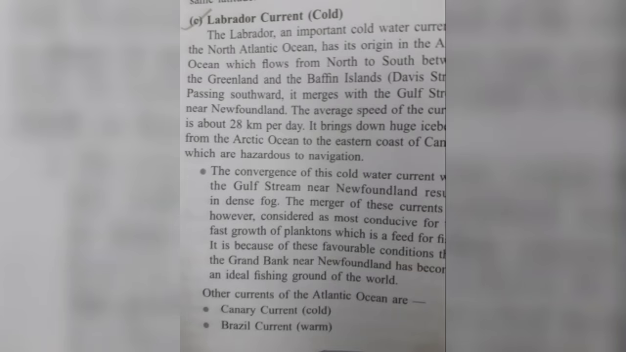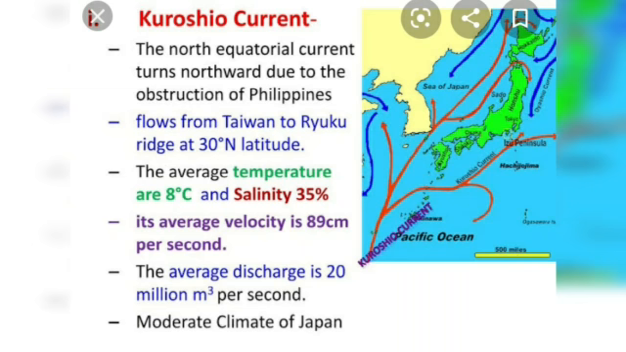Then the water of the cold Labrador current and the warm Gulf Stream near Newfoundland merge with one another, which leads to the formation of dense fog, which is considered to be conducive for the planktons, which is the food for the fishes. The other currents of the Atlantic Ocean are the Canary current, Brazilian current, Falkland Island current, Benguela current, and South Atlantic drift.